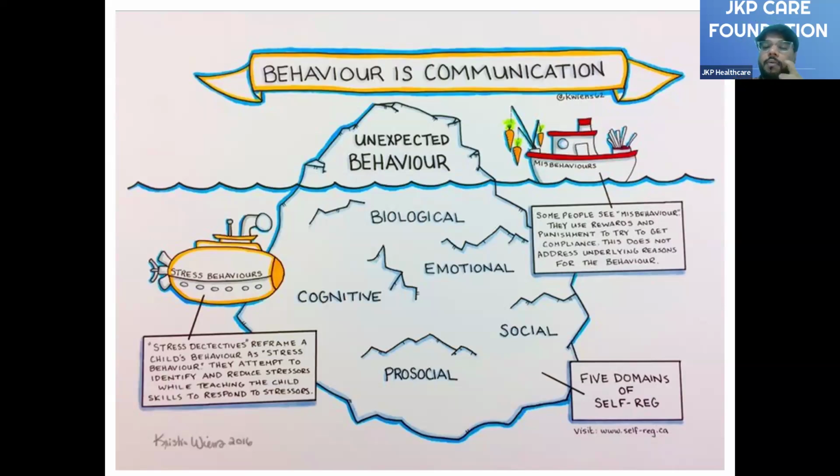Now, if we look into it, what could be the reason of that misbehavior? Anybody can tell me what could be a possible reason? There could be 10, 20 reasons: biological, emotional, cognitive, social, pro-social. But each of you can say one reason to me. I'm again repeating the situation. I have taken a child out to a mall, and after going in the mall, suddenly the child has become hyper. So the child is showing unacceptable behavior, which we otherwise sometimes call misbehavior.